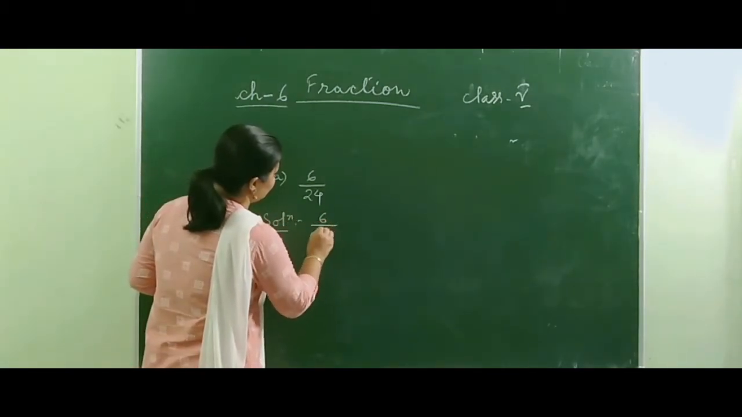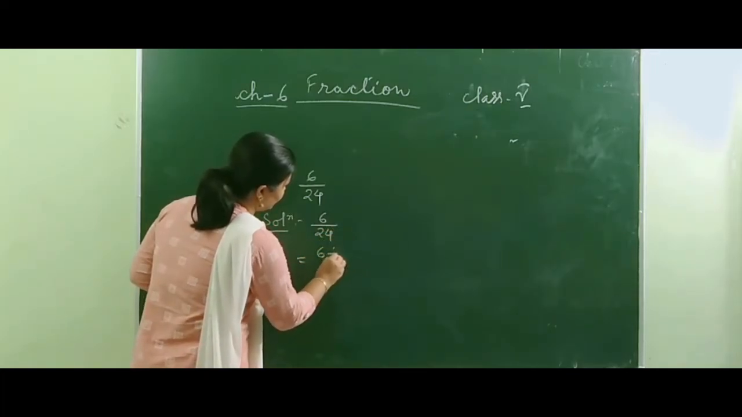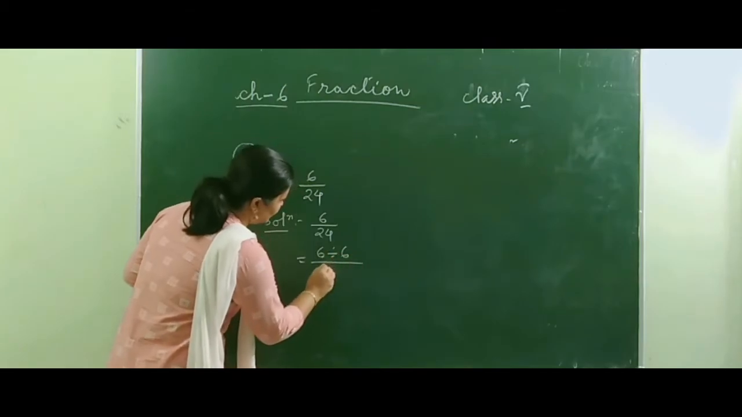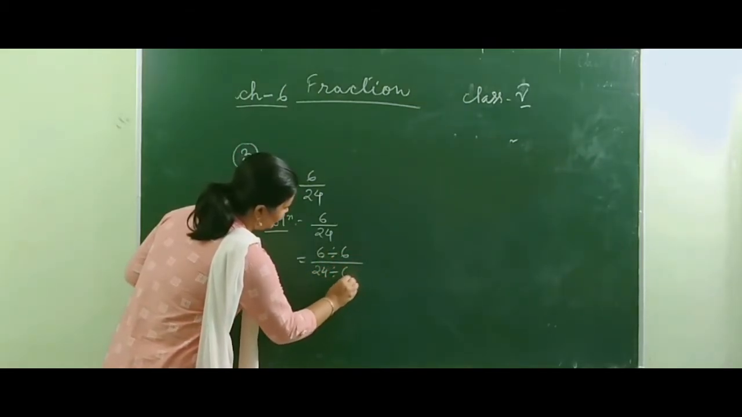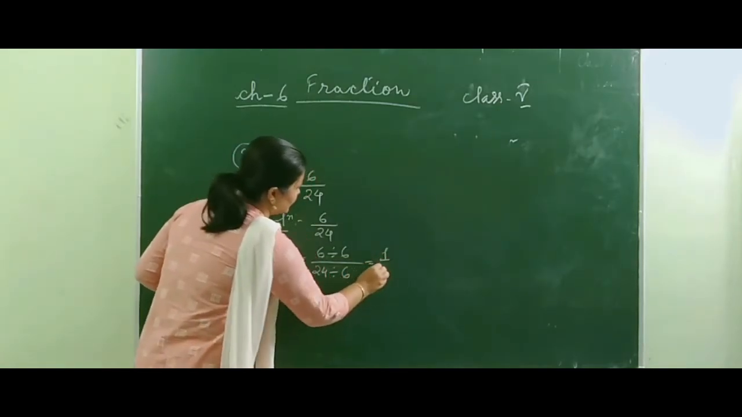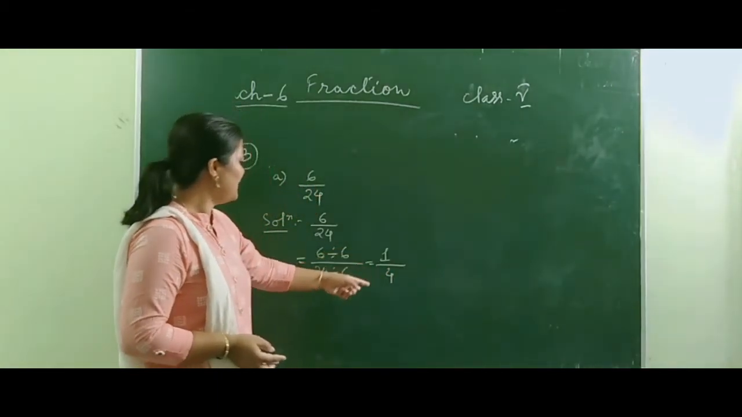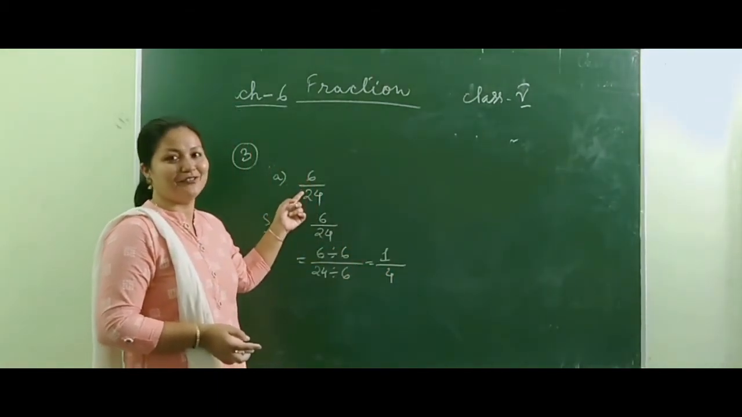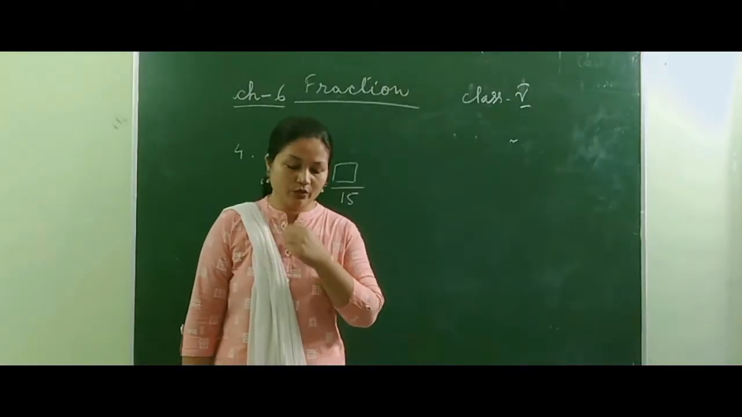So 6 by 24. So we'll divide this 6 by 6. The same number we will divide it from 24 also. So when you divide 6 by 6, 1, and 6 4 times 24. So 1 by 4 is the equivalent fraction of 6 by 24. So question number 3, 1 I did for you. The remaining one you do it yourself.